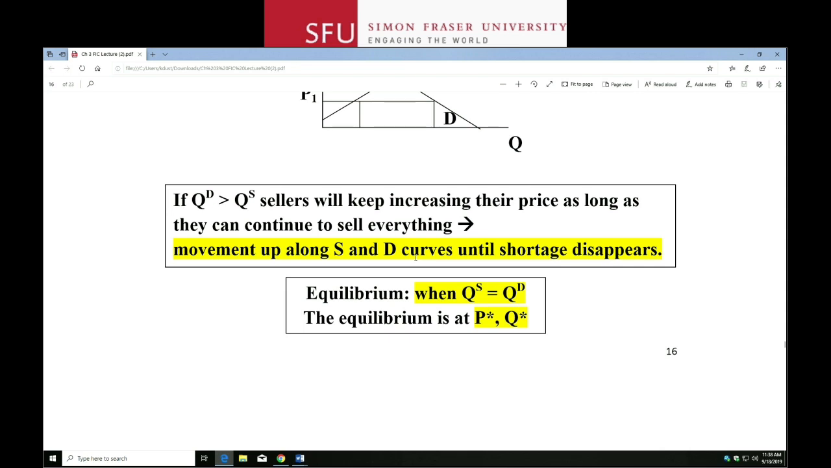All right, so it's an equilibrium, or we can say that the market clears because there's no more surplus, there's no shortage. Sellers are selling everything that they are producing. No more, no less. All right, any questions?